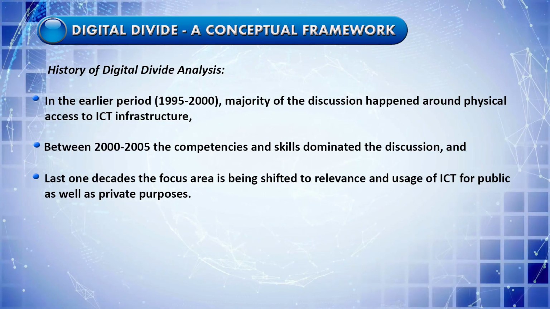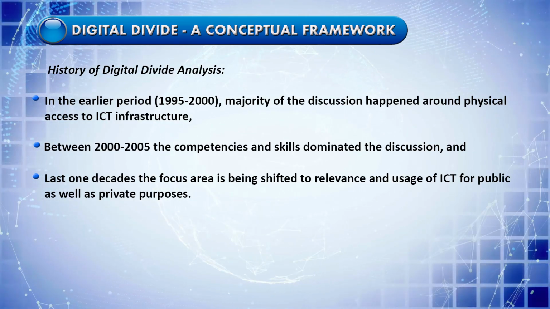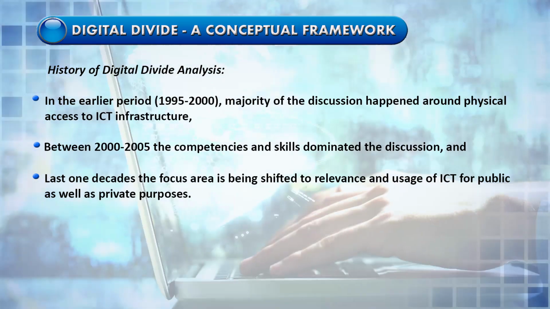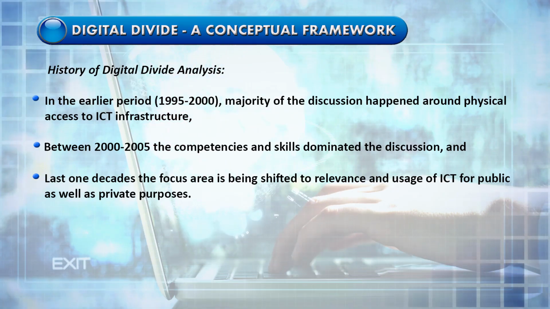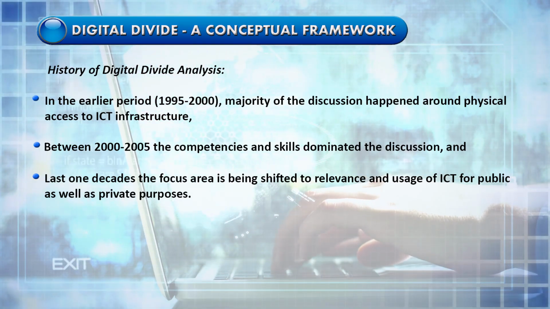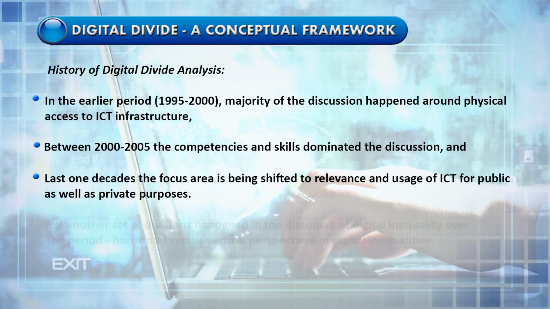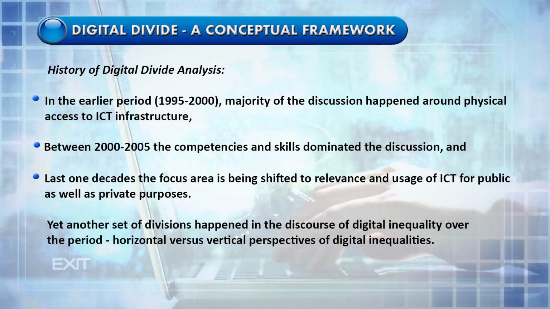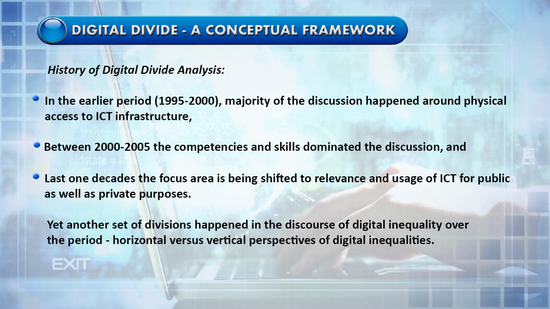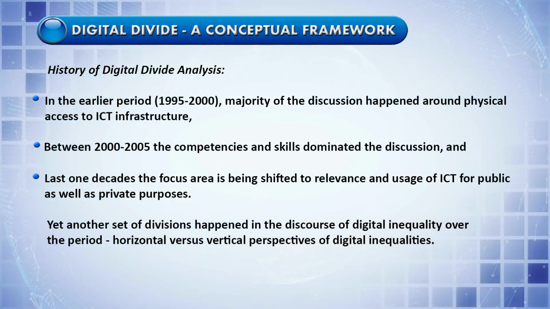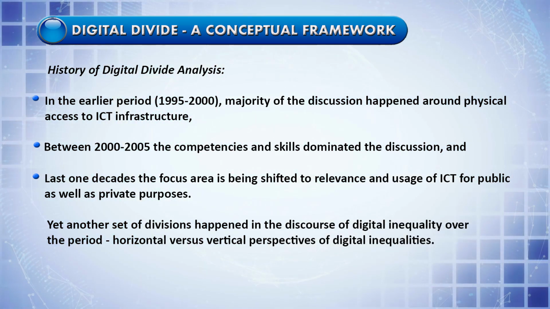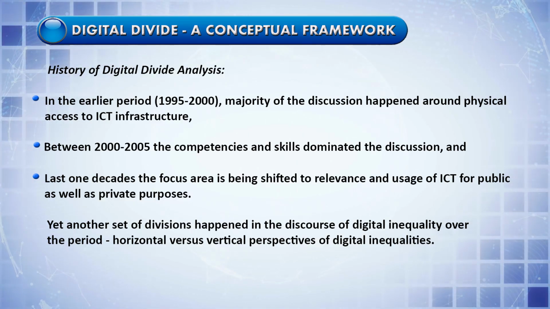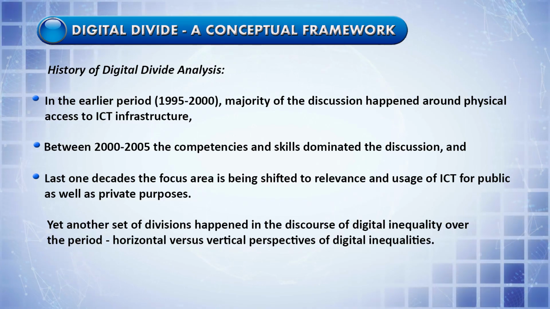So, at the initial level it is a binary division, access; then competency and skills; and later usage and relevance of ICT for public and private purposes. Yet another division has happened in the discourse of digital inequality over time: a horizontal versus vertical perspective of inequalities. The horizontal level is a kind of quantitative level. Quantity means the level of connectivity, speed.